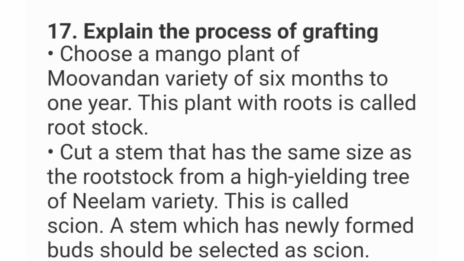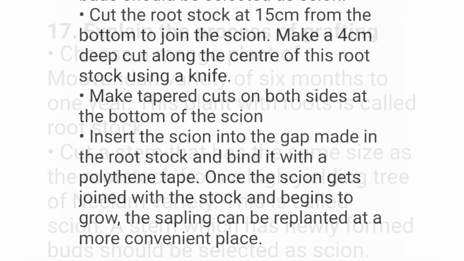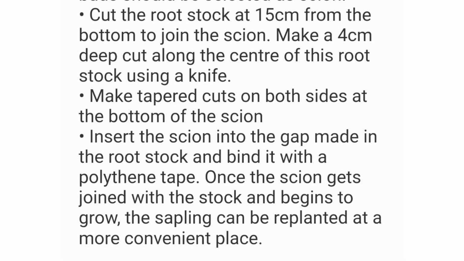Answer: choose a mango plant of Moovandan variety of 6 months to 1 year. This plant with a root is called rootstock. Cut a stem that has the same size as the rootstock from a high yielding tree of Neelam variety. This is called scion. A stem which has newly formed buds should be selected as scion. Cut the rootstock at 15 cm from the bottom to join the scion.